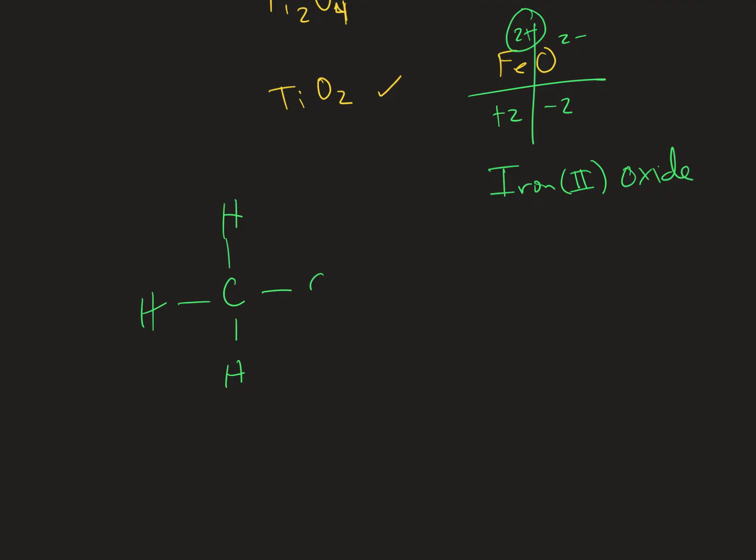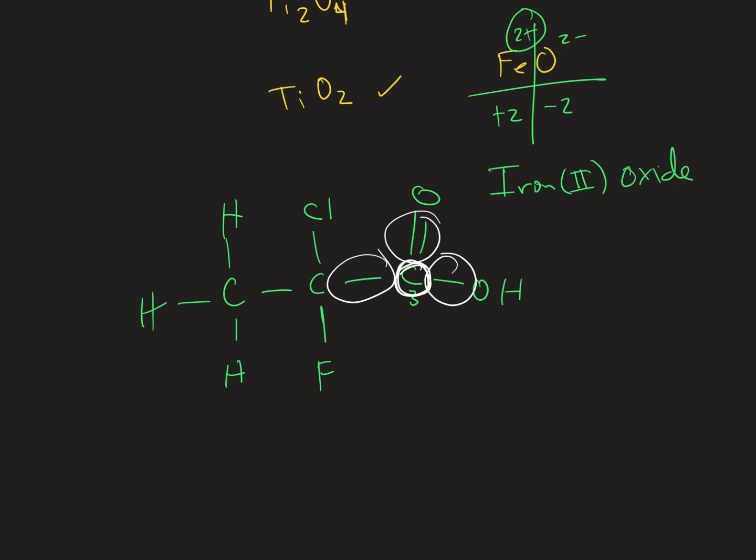Like carbon, maybe a chlorine and a fluorine or something, then a carbon and something like that. And it says, okay, what is the geometry around carbon atom number 3? So here's the central atom. We have 1, 2, 3 regions and 0 lone pairs. That means it's trigonal planar. Does that make sense? Yes.